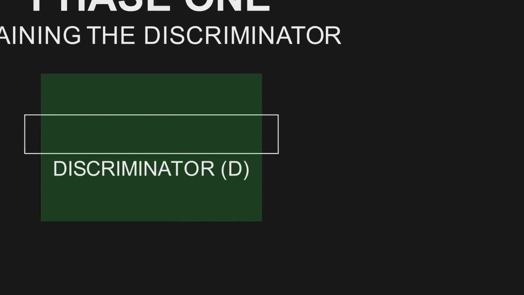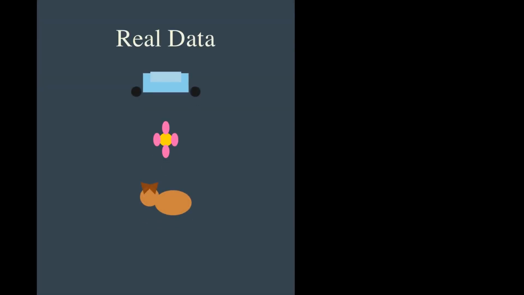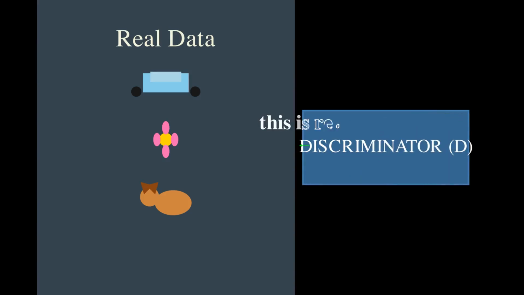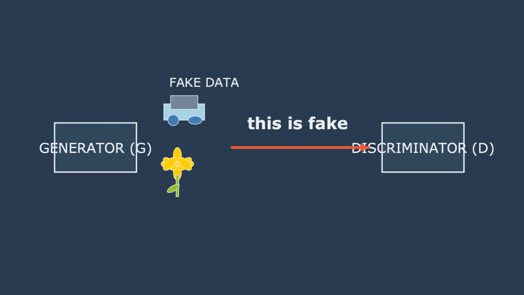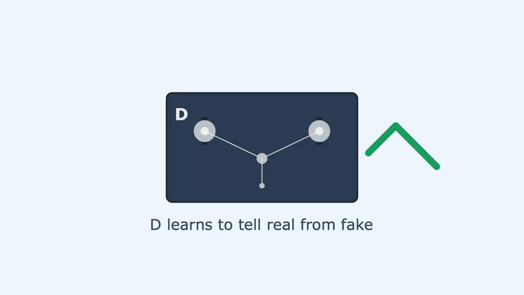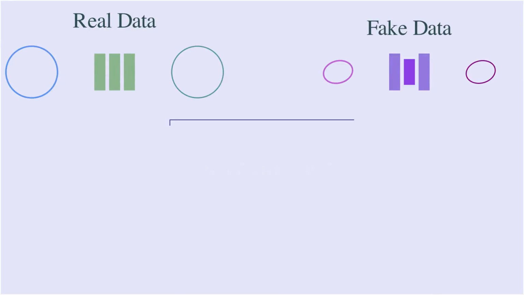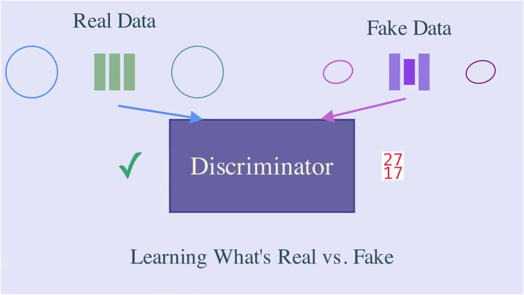In this phase, we want our detective, the discriminator, to become really good at its job. We feed it a batch of real data, and we tell it this is real. Then we feed it a batch of fake data generated by the generator, and we tell it this is fake. The discriminator learns to adjust its internal parameters, its weights, to minimize its classification errors. It is essentially learning what makes real data real and fake data fake.